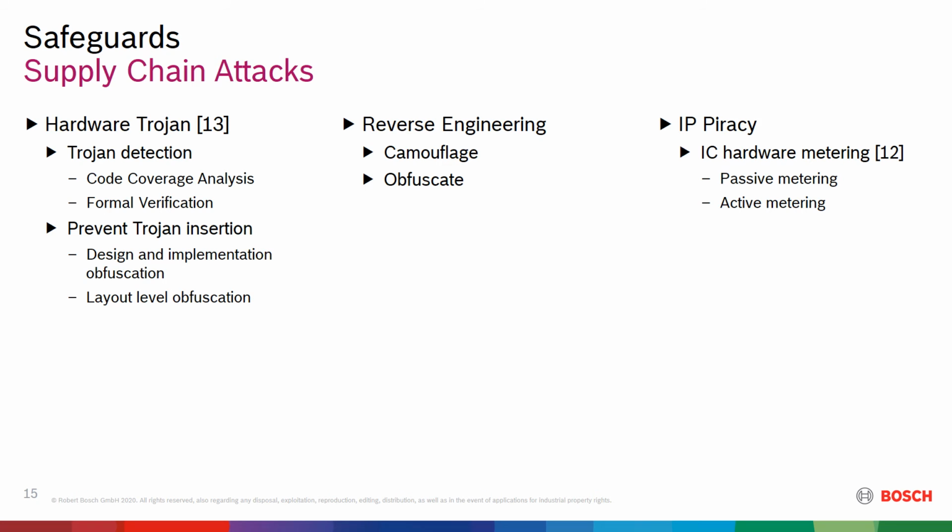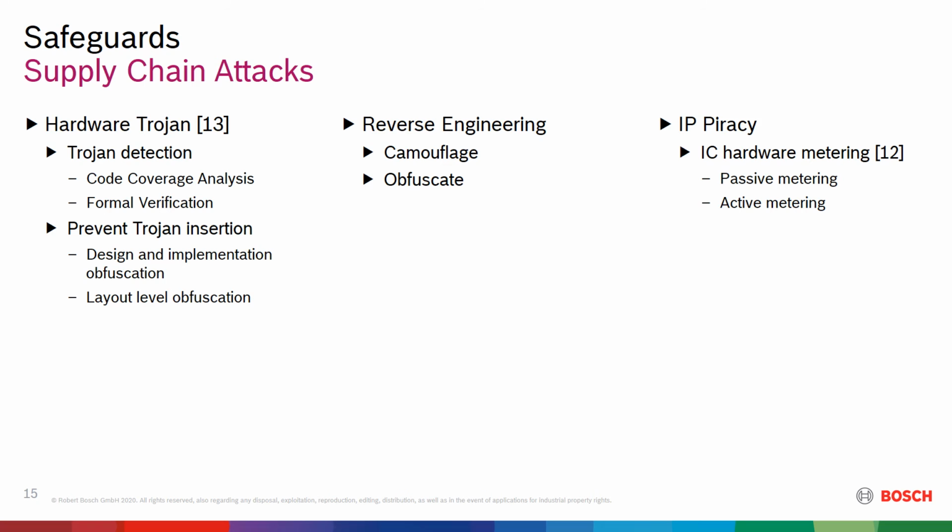For example, a layout level obfuscation to create indistinguishable layouts for different gates by adding dummy contacts, faking connection between the layers within a camouflaged logic gate. Or you could use something called IC hardware metering. These are the techniques that are used for post-fabrication tracking of the chips.